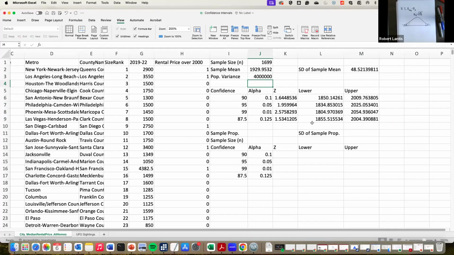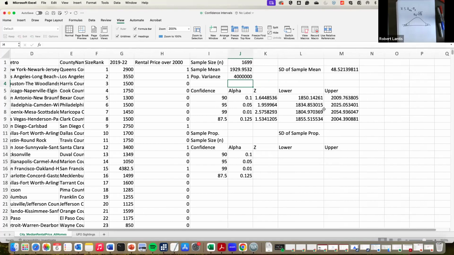But notice if I have everything set up correctly, everything just updated. I've now got my confidence intervals for what the true population rental price is in the United States. Okay. So not too bad. We looked at some of this along the way when I was going through the slides and the theory, but this is how we would do it in application.